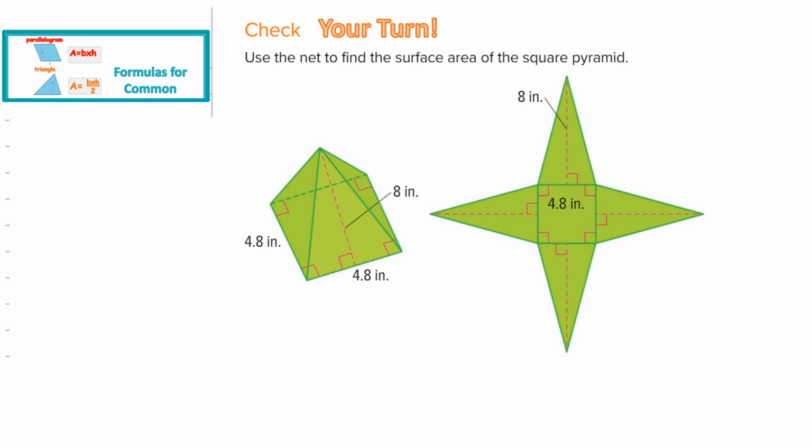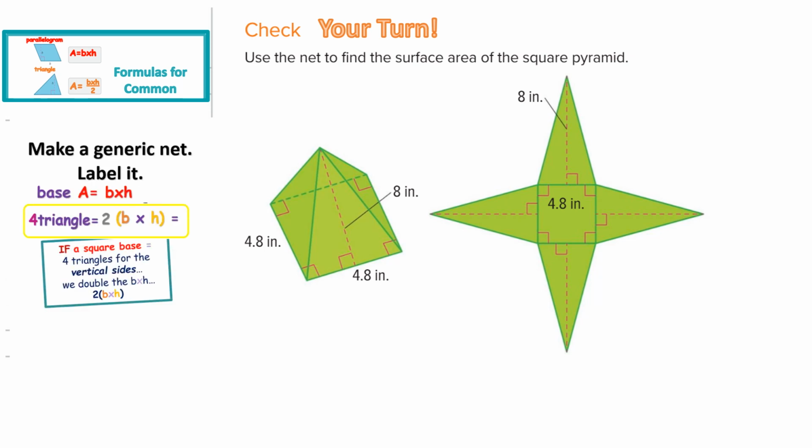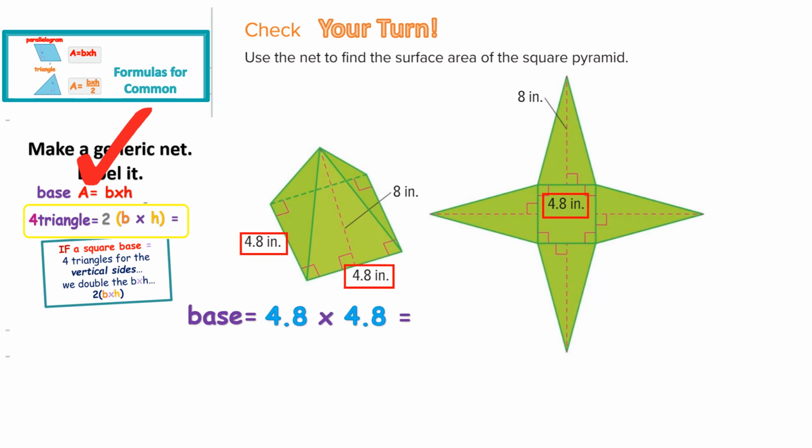So hopefully you have your answer and you thought about the steps that we needed to do, which was starting by making a generic net and labeling it, and they've already done that for you. So hopefully you then looked at the square, you began to set up your first formula, base times height for the base, and that base has measurements of 4.8. Right? So if I had 4.8, I have to multiply it by 4.8 because it's base times height. And then when you type that into your handy dandy calculator, hopefully you got 23.04, also known as 23 and 400ths.